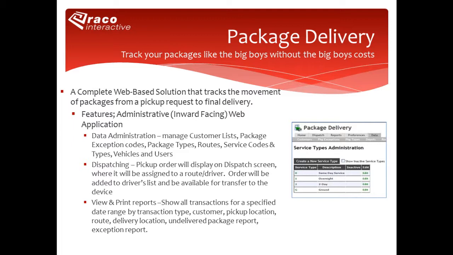The first one we'll talk about now is the administrative, or inward-facing, web application, where you as the data administrator can manage your customer list, package exception codes, an example would be not home, left next door, package types, which could be a pallet, an envelope, a box, your routes, service codes, types of services, vehicles, and users. A type of service could be same-day service, overnight, second day, or ground. These are all what we would consider configurable, so the software matches your needs and uses the nomenclature that your drivers and customers are accustomed to.